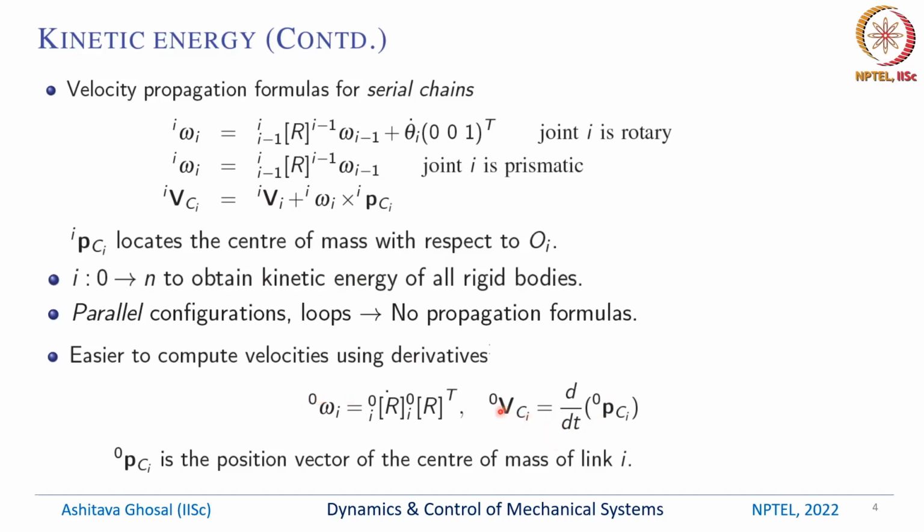Likewise, we can obtain the velocity of the center of mass of any link in a parallel chain by taking the time derivative of the position vector of the center of mass. And again, this position vector of the center of mass can be obtained by loop closure equations or by techniques of kinematics for parallel chains. Okay, so 0 P_ci is the position vector of the center of mass of link i.